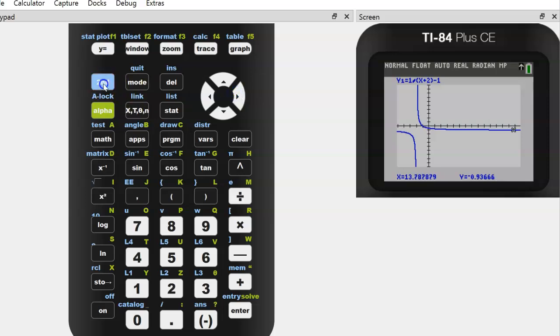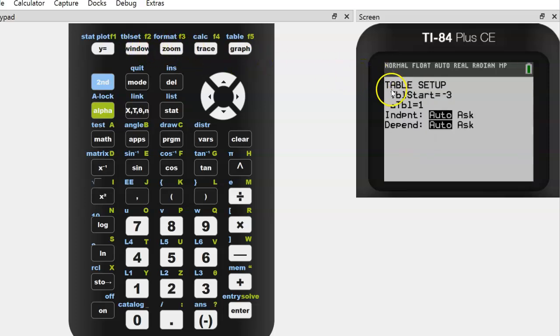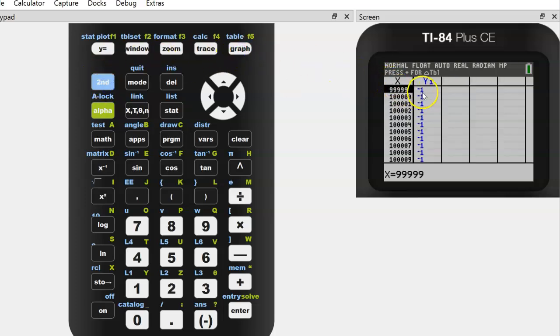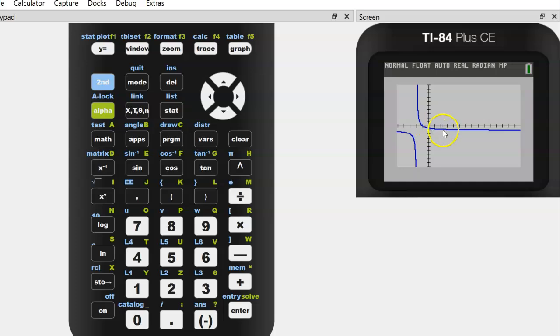Another way of doing it is to press second and find the table setting on the window there. Here I have to go very, very far, like 909, like this. This is the table setting. Now it starts at that number. I go back into the table, so I can see that the horizontal asymptote is at -1. And it fits with the graph there, -1.